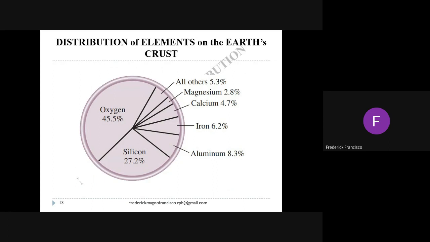Of the 83 elements that are found in nature, 12 make up 99.7% of Earth's crust by mass. They are, in decreasing order of natural abundance: oxygen, silicon, aluminum, iron, calcium, magnesium, sodium, potassium, titanium, hydrogen, phosphorus, and manganese.